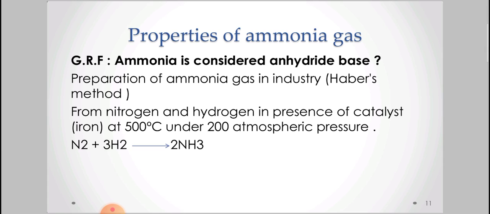Preparation of ammonia gas in industry by the Haber-Bosch method: N2 plus 3H2 gives NH3 in the presence of a catalyst such as iron, at 500 degrees Celsius under 200 atmospheres pressure.